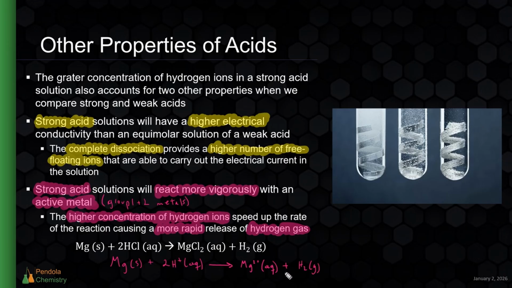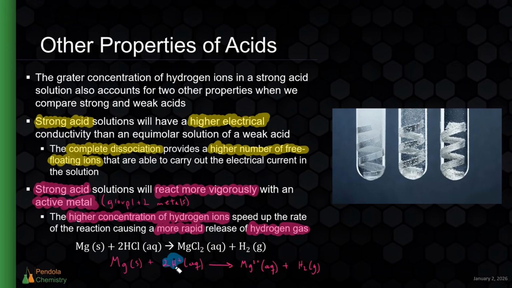So this is both a single replacement reaction and a redox reaction, where the hydrogen ions gain electrons to go from a +1 to a 0 oxidation number, meaning that they get reduced. And magnesium goes from being magnesium solid with a 0 oxidation number to magnesium 2+, meaning magnesium is getting oxidized. So it's a redox reaction. So the higher the concentration of the hydrogen ion here, the more quickly this reaction will happen.